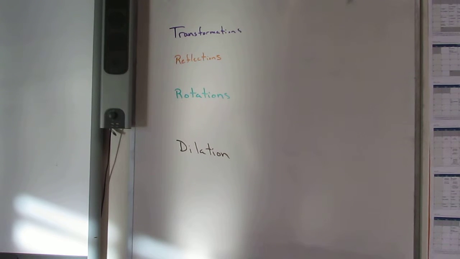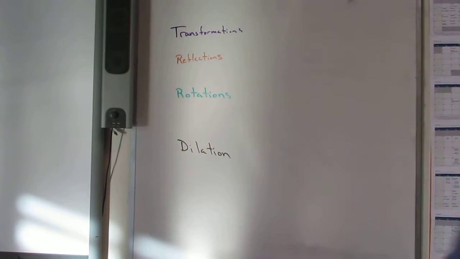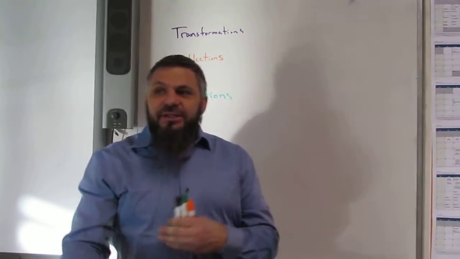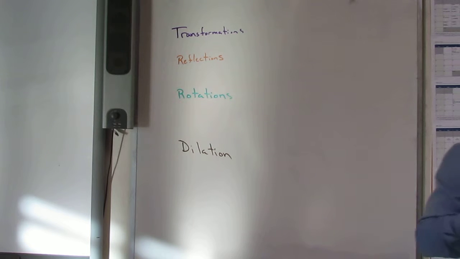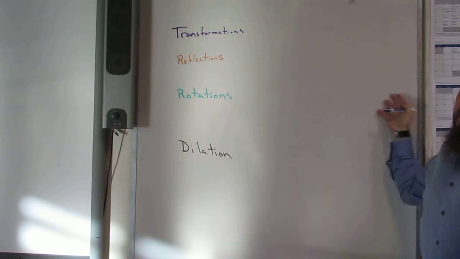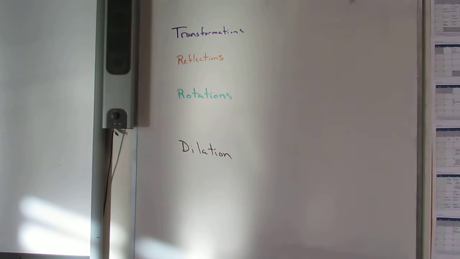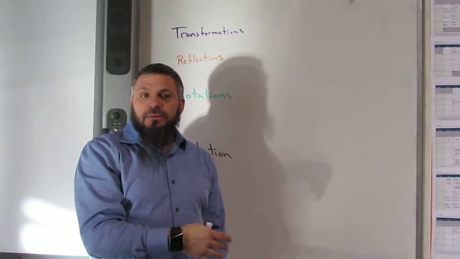Transformations, reflections, rotations, dilations for chapter 4, geometry. Let's start with transformations, okay? When we're transforming things, we're moving things in two-dimensional space, meaning the x and y coordinate plane. So we're dealing with moving things up, down, left, or right.